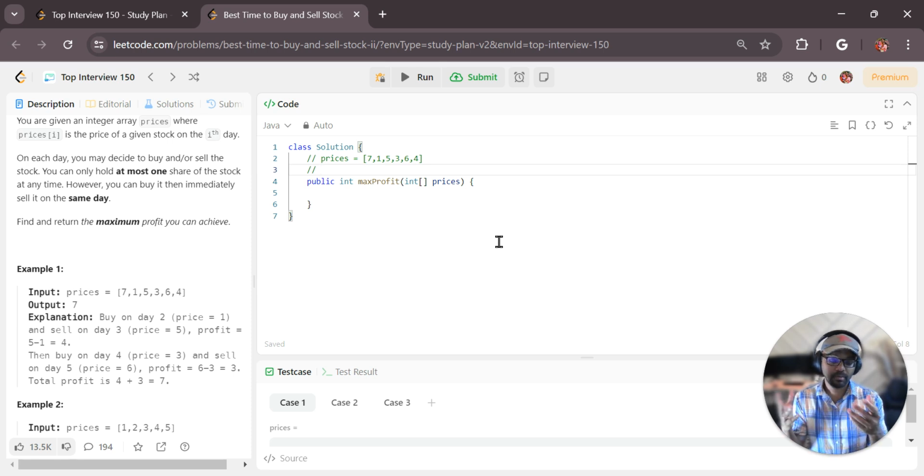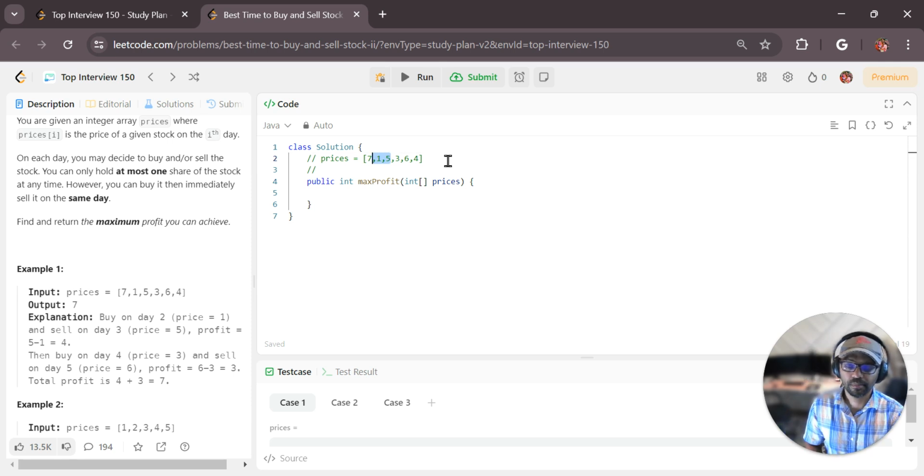We say, okay, instead of buying at 7, I would buy at 1. Of course, you wouldn't make a loss. And then if you see a number which is bigger than the buy price, then you would say that is a potential profit I can make. For example, between 1 and 5 on day 2 and day 3, that's a potential profit you can make. And then you will keep track of the maximum profit.